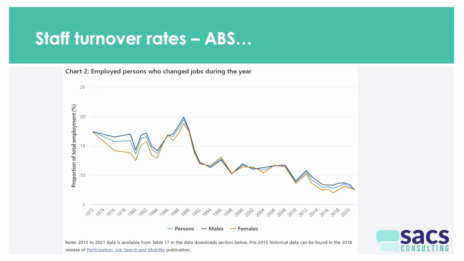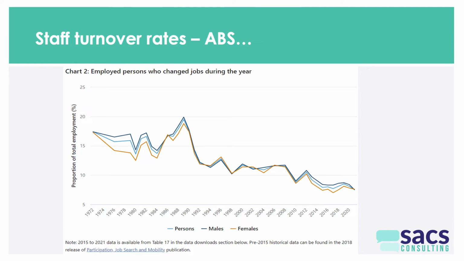And so you see there was a big peak in the last big recession in Australia. But I think what you'd have to say is that in general, the staff turnover rates in Australia have been declining for years. And so if you look at the average rate going back to 1972, it was way higher than it was in 2020, let's say.